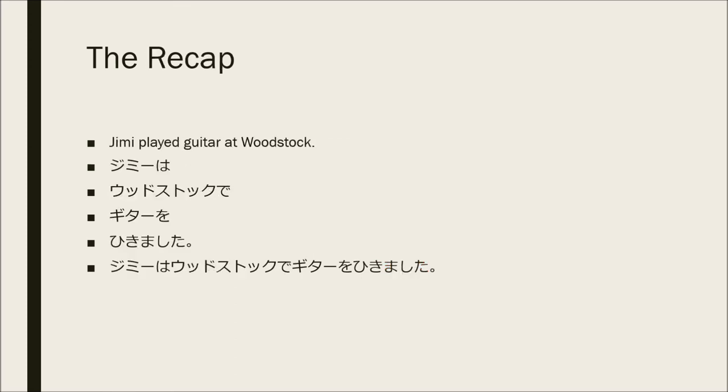So just to recap, Jimmy played guitar at Woodstock. Well, what's my verb? Played. All right. And so I've got hikimashita down there at the end. Well, who played it? So Jimmy. So Jimmy wa. And then I ask myself, where did he play it? For my preposition, Woodstock de. And then I say, what did he play? Guitar o. And then finally, hikimashita. So Jimmy wa Woodstock de guitar o hikimashita.